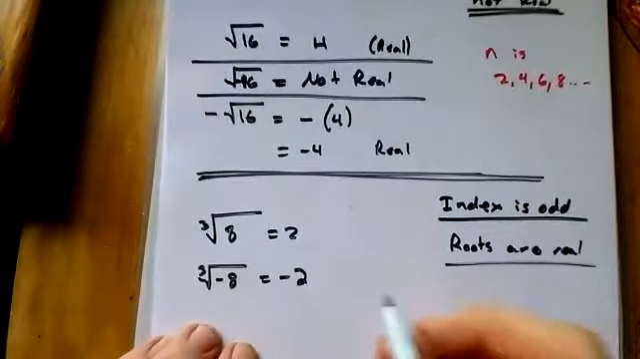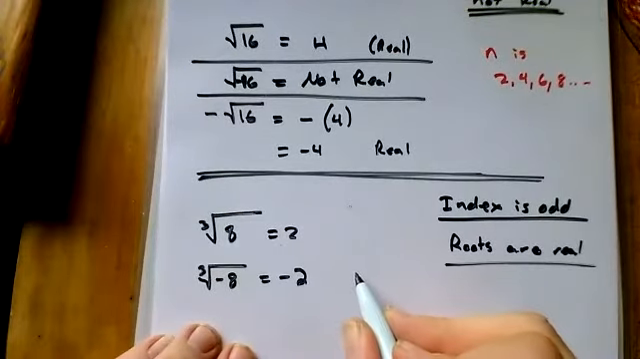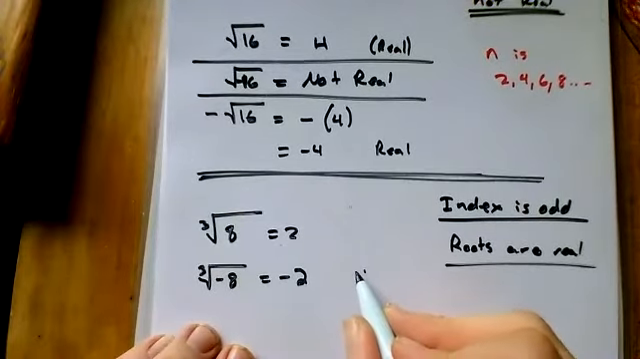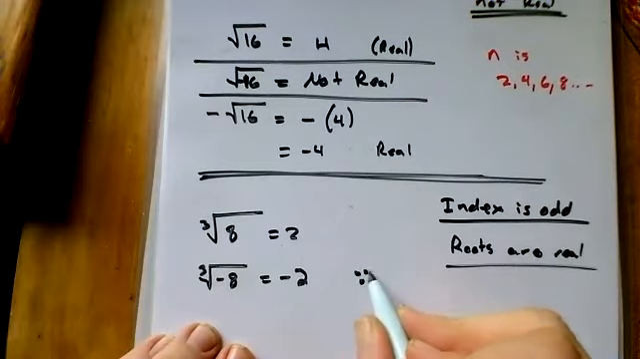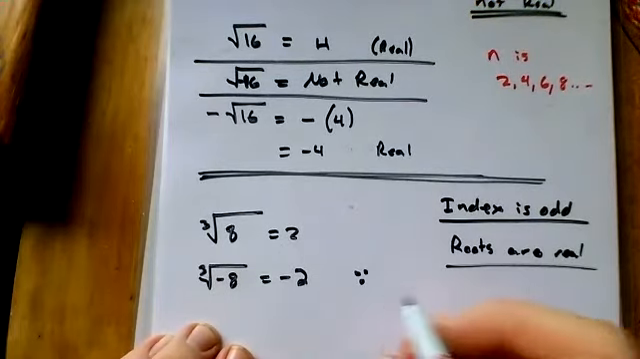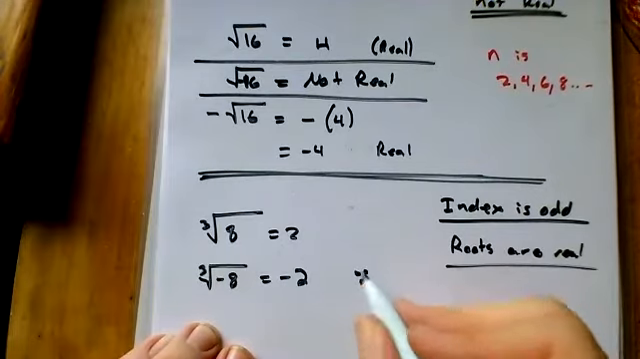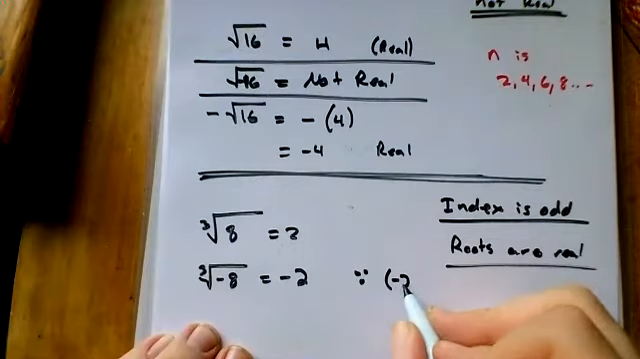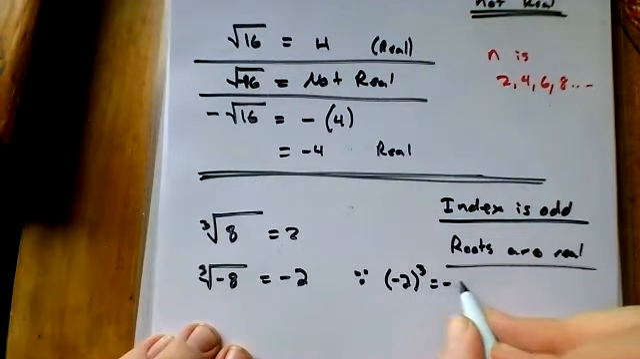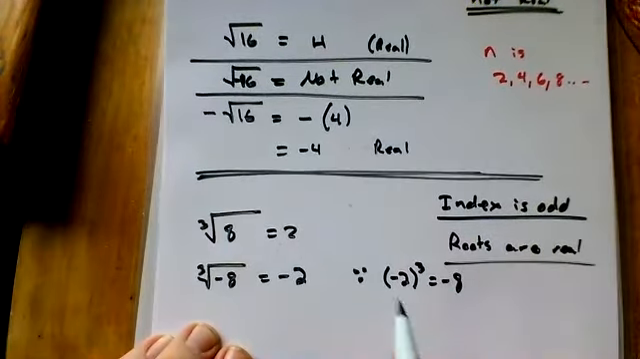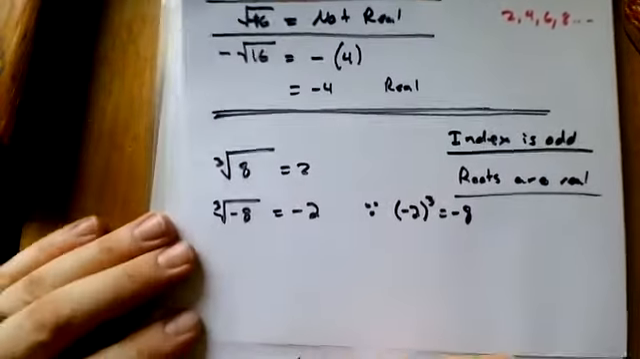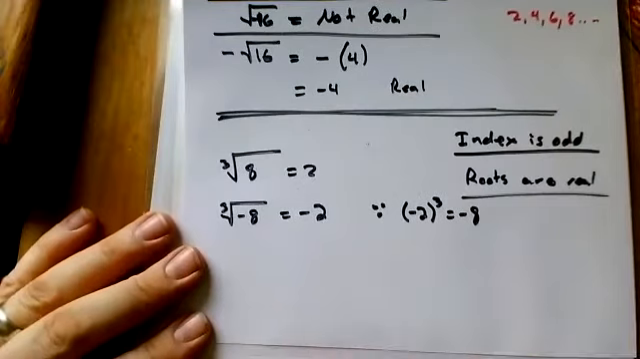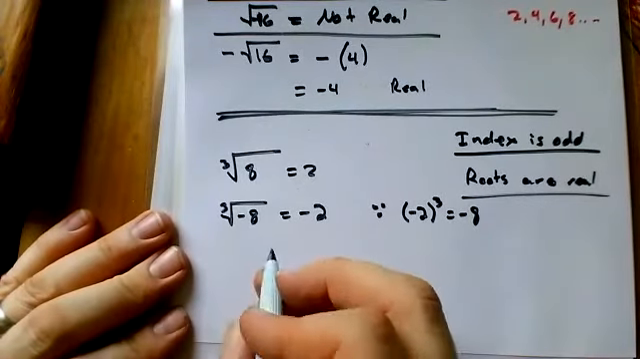And if we think about that, this is because, and I'm going to use a symbol here that you might not be familiar with, 3 dots in this configuration means because, and if it were 1 dot up, it means therefore. This is because negative 2 to the third power is equal to negative 8. Negative 2 times negative 2 times negative 2 is equal to negative 8. I could even take this a couple steps further.